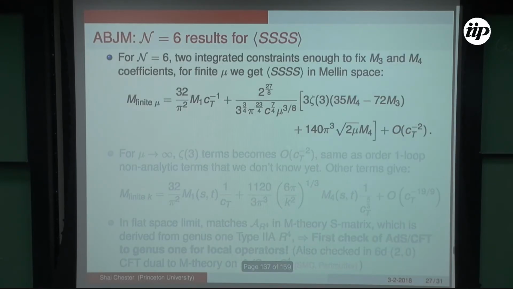Okay, so now let's combine this free energy expanded to all orders with the integrated constraints to actually fix the Mellin amplitude. So let's first discuss the finite mu case. Yeah?